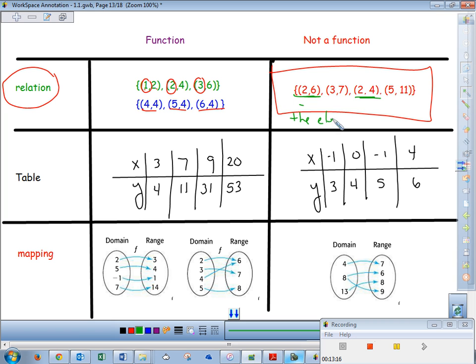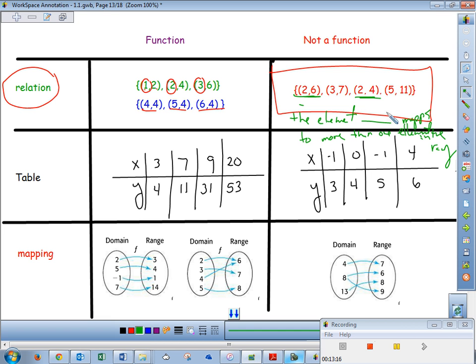The element blank, whichever number was the problem, wasn't 2 the problem guy in this one. The element blank maps to more than one element in the range. The element whatever, in this case it's 2, maps to more than one element in the range.